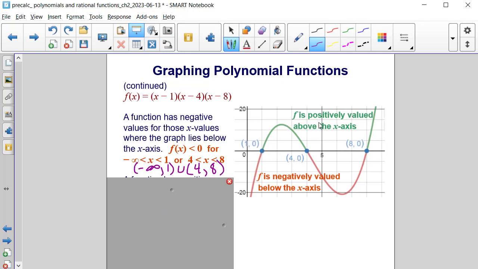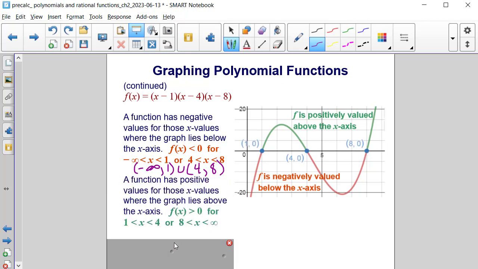And then f has positive values when it's above the x-axis. So that's going to be from 1 to 4, and then for x values greater than 8. So here's how it's written in inequality notation. And if we were to write it with interval notation, it would be from 1 to 4 in union with 8 to infinity.